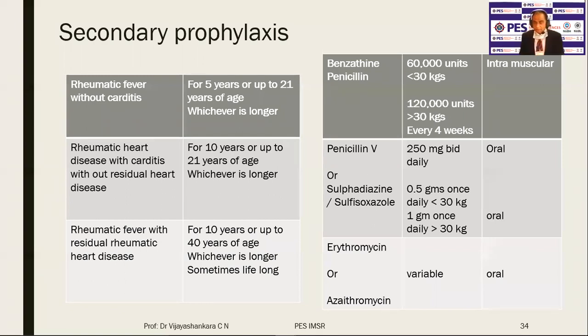Now, what drugs do you use? Usually it is benzathine penicillin, the drug which you use always, and it is given by the intramuscular route. 600,000 units if the child is less than 30 kgs, or 1,200,000 units if more than 30 kgs. You give it every 4 weeks. That is better because it is an intramuscular injection every month, and compliance is very good. You know that the child is going to get it.